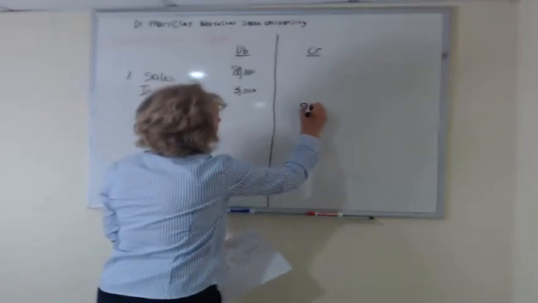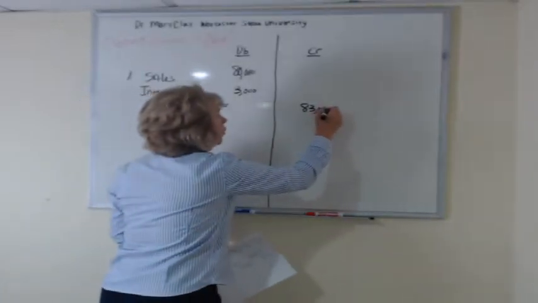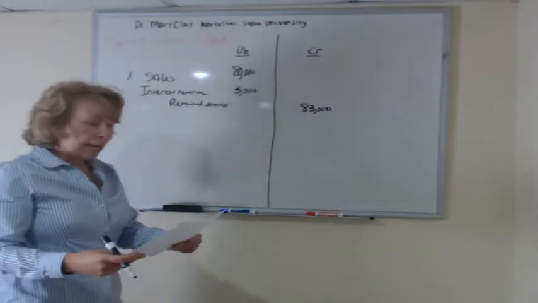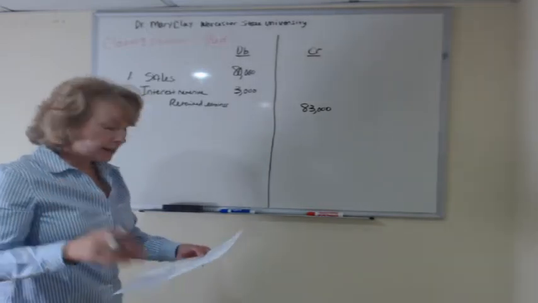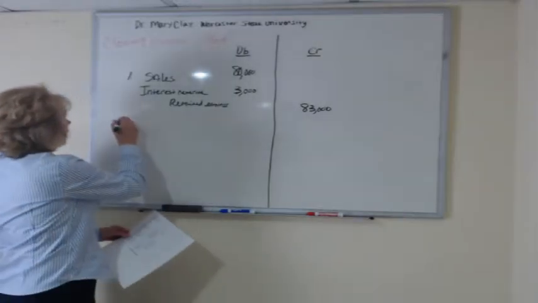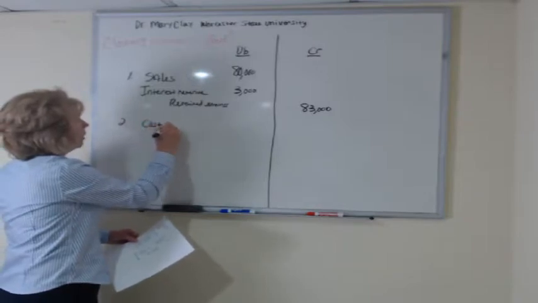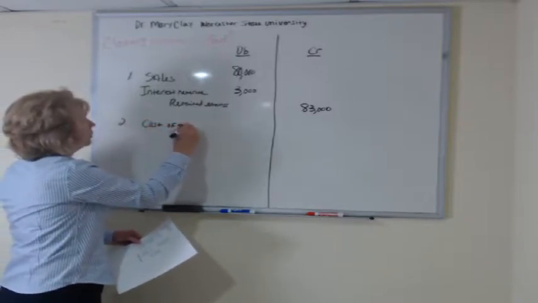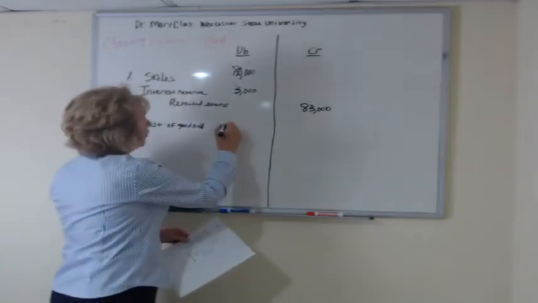$83,000. Okay, that is your first closing entry. Now I'm going to close the E in the red, all expense accounts. Well, I see cost of goods sold first. This is number 2. I debit cost of goods sold, and that is debited for $25,000.